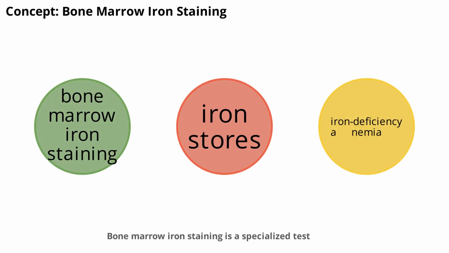Bone marrow iron staining is a specialized test that directly visualizes iron stores in the bone marrow. It is rarely needed, but can provide definitive evidence of iron deficiency when other tests are inconclusive. In iron deficiency anemia, bone marrow iron stores are depleted or absent.